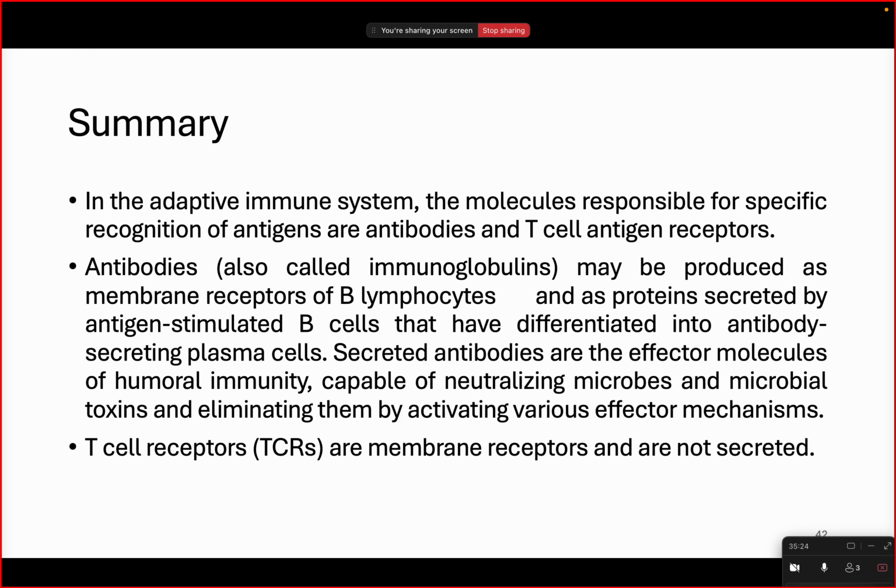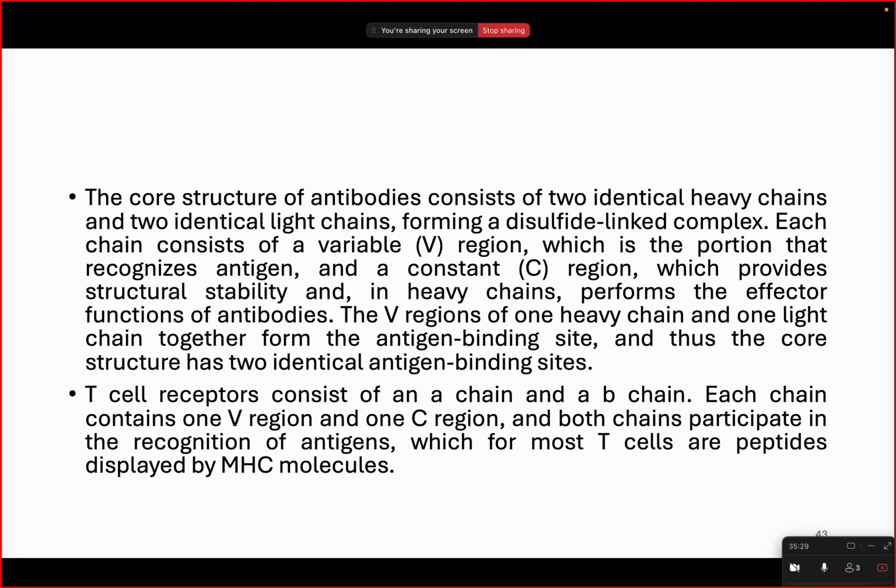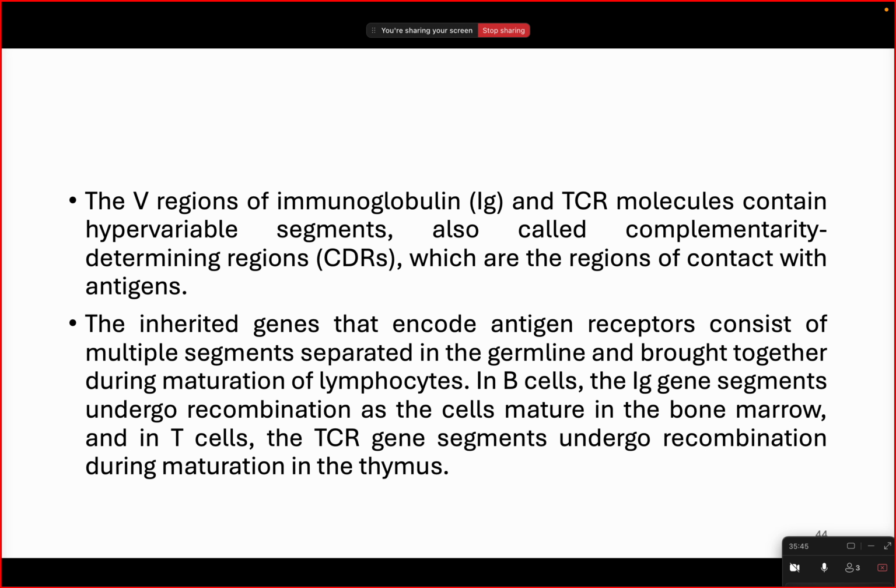While TCRs, or T cell receptors, are membrane receptors and are not secretory in nature at all. The core structure of the antibody consists of two identical heavy chains and two identical light chains. The T cell receptor consists of an alpha chain and a beta chain. Each chain contains one V region and one C region. The V region of immunoglobulin and TCR molecule contain hypervariable segments called CDRs.